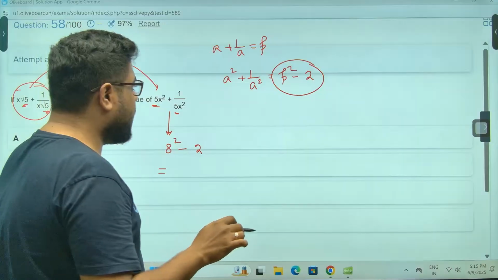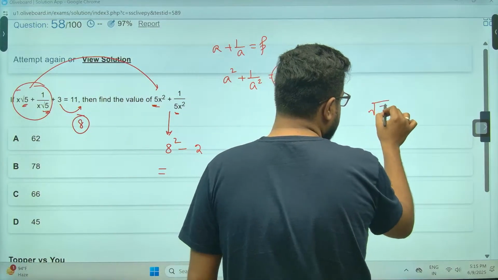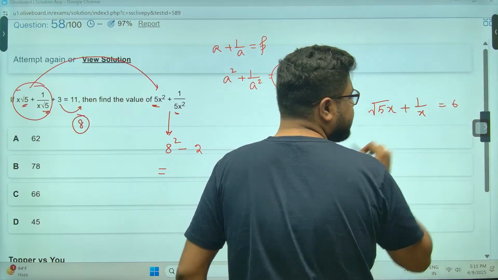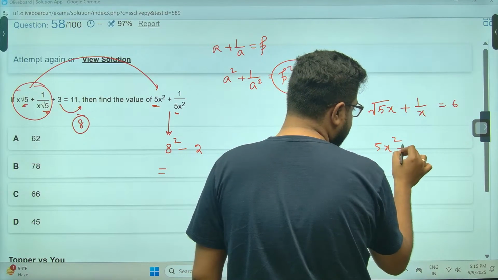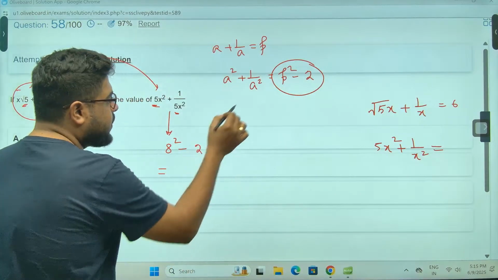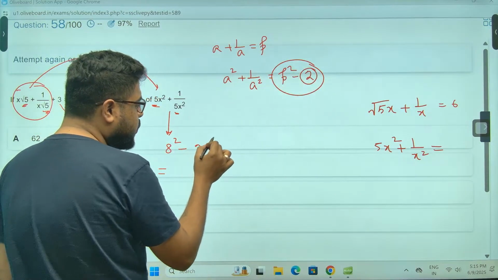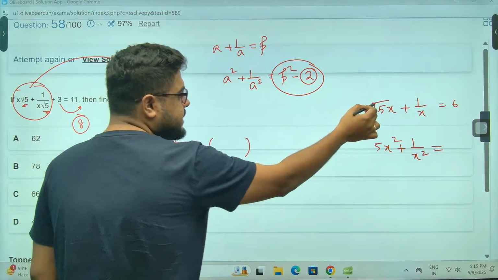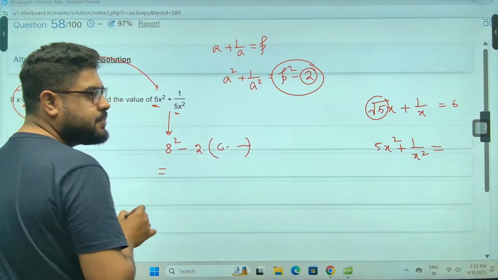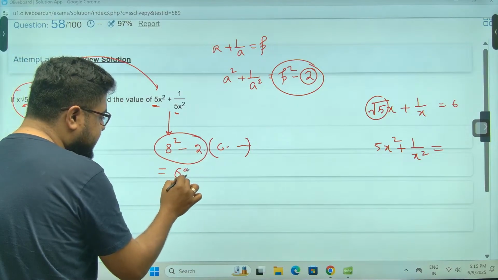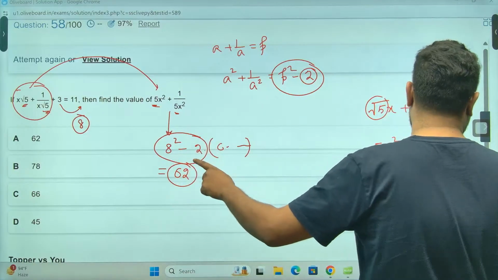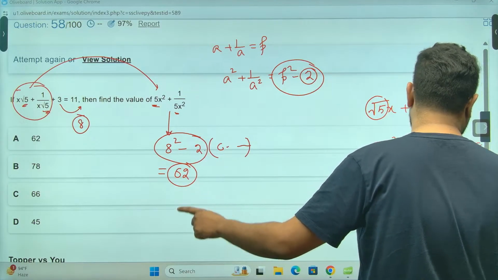Otherwise, if it is not same, meaning, sir, let's say it is given root 5x plus 1 by x equal to, let's say, sir, 6 given. And they are asking 5x square plus 1 by x square value. In that case, what will happen, sir? 2 you cannot take like alone. You into the multiplication of the coefficient. So in this case, the coefficient is root 5 and 1. So you need to multiply that into the coefficients. But in this case, you don't need it. The answer will be 62. But in the other case, the answer will not be 62. It will be, sir, 8 square minus 2 root 5, sir.